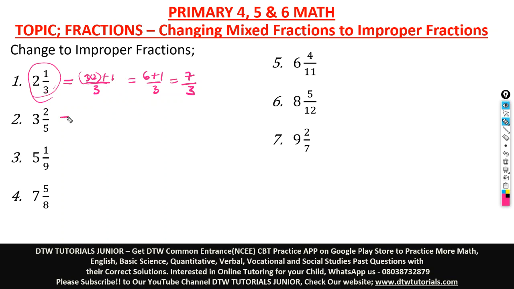Okay, let's do this one together again. You draw your division sign, it will still be 5. Your denominator will still be 5. You do 5 times 3 plus 2. So that will give you 5 times 3 is 15. 15 plus 2. What will 15 plus 2 be? That will be 17. So we have 17 over 5. So this is the improper fraction we've changed to.